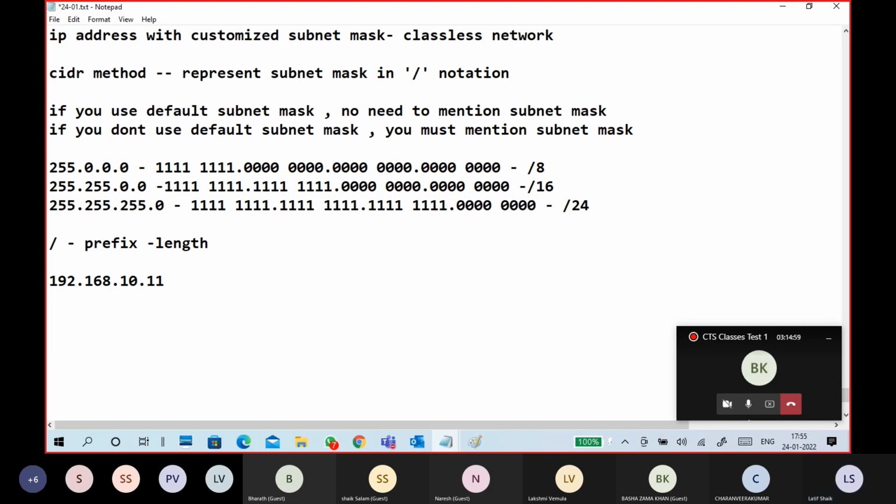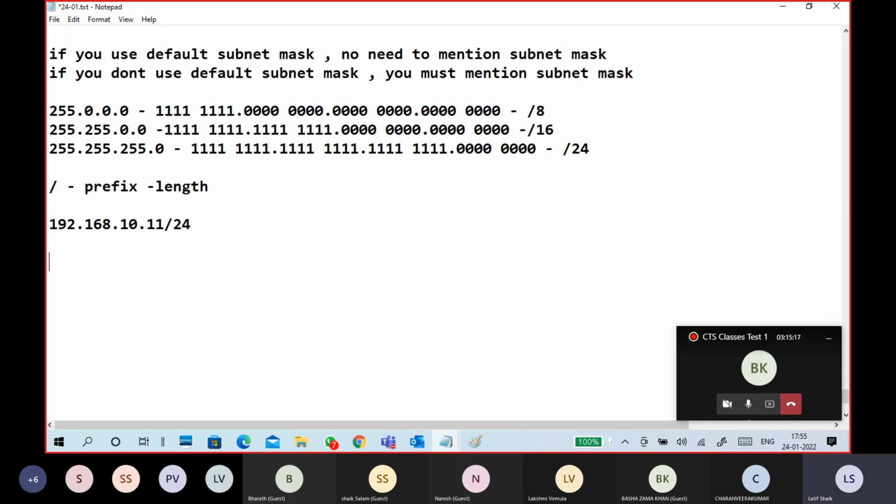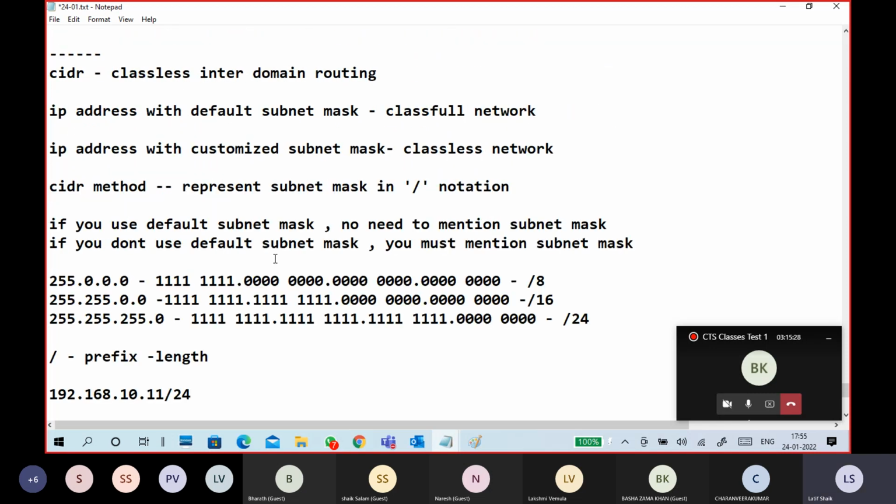Okay. So like you're writing an IP address 192.168.10.11, and you are using a default subnet mask. No need to tell anything. But sometimes you have to specify /24, or you have to write your subnet mask like this. So that is just a representation. But of course, there are a few more things, like /24 is not the highest one. Yeah, so I will give an example.